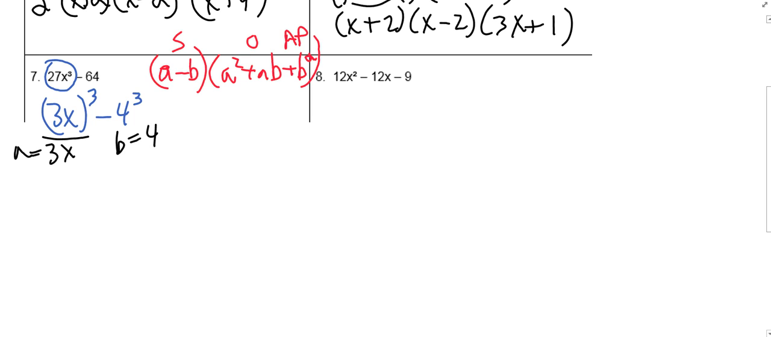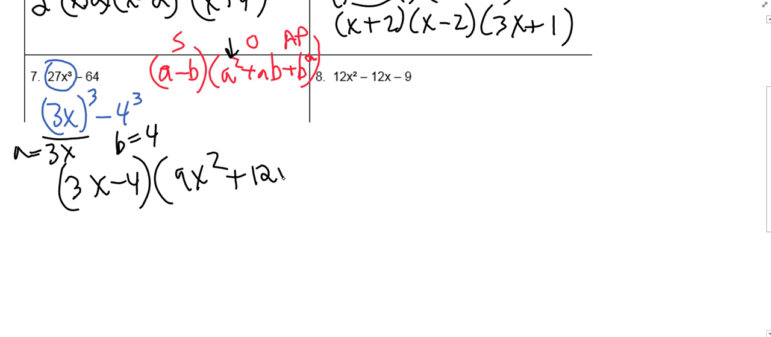So just be careful when you're doing this. So we have A minus B, 3x minus 4. And now when we square A right here, we're going to square both the number and the variable, so we have 9x squared. And then A times B is 12x, opposite, so it'd be 12x. And B squared is just 16.